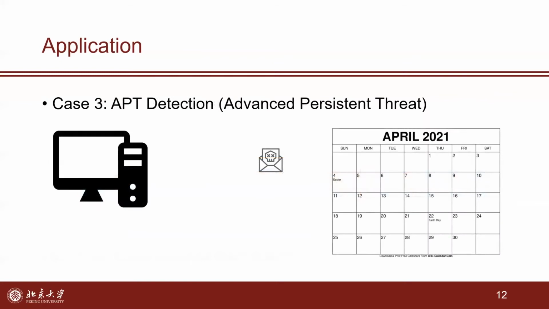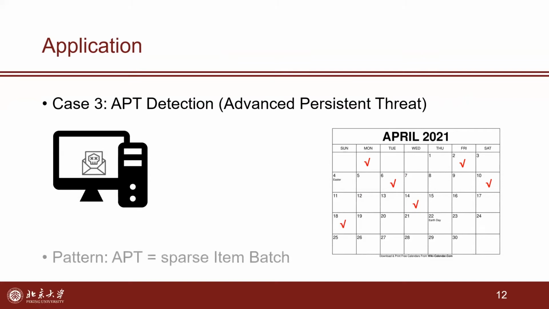The third case is APT detection, also known as advanced persistent threat. It may be generated by somebody who is going to implant a worm virus into your computer, in order not to get detected by the firewall. For example, it sends a packet twice a week with rather low frequency. It is rather hard to detect. And this is just the converse of the burst pattern. APT is sparse item batch, which features a large time span but a small number of items contained.